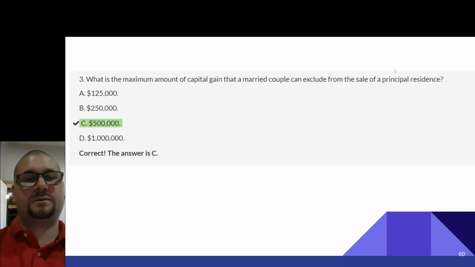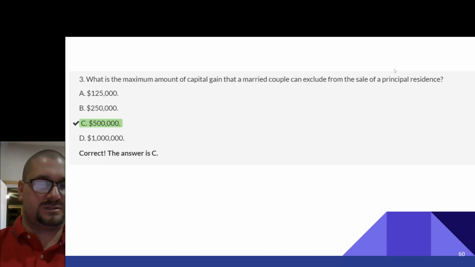What is the maximum amount of capital gain that a married couple can exclude from the sale of a principal residence? $500,000. So for single people it is $250,000. For married people, for capital gain tax, it is $500,000.